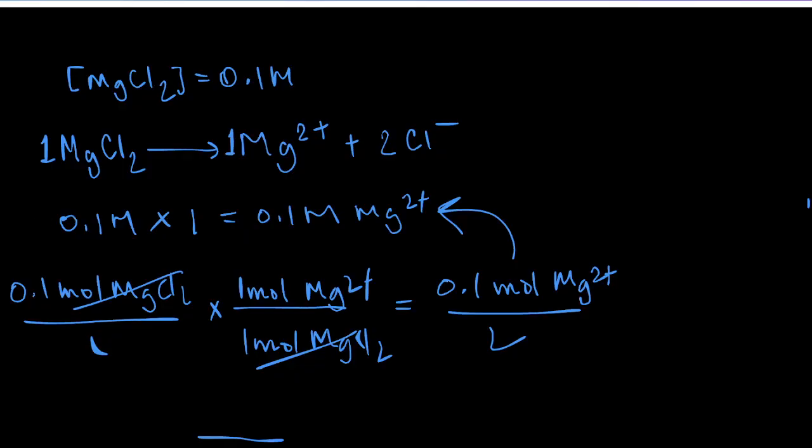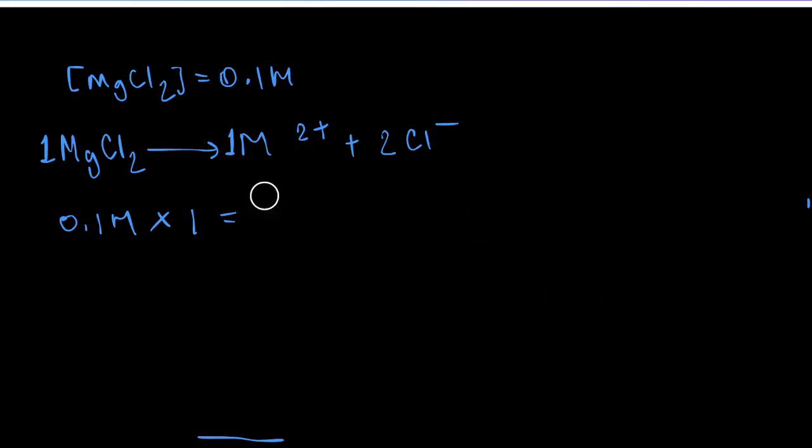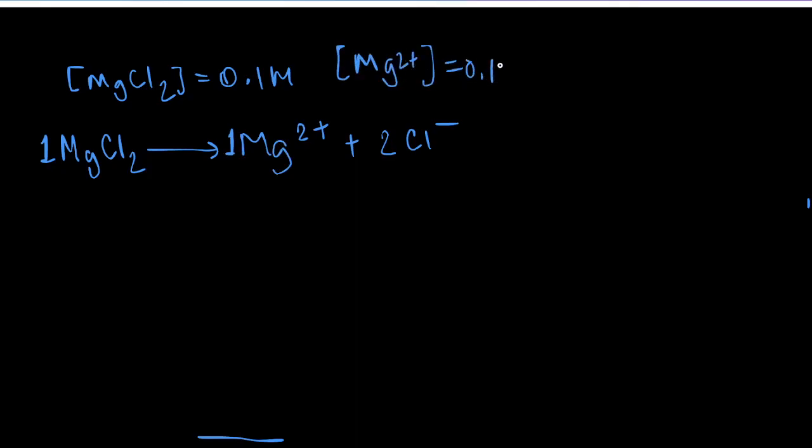Okay, so we got the first part of this question, the thing that we were trying to find. That's a G. So let's just write it over here. We got our Mg2+ concentration to be 0.1 molar. All right, let's do the next thing.